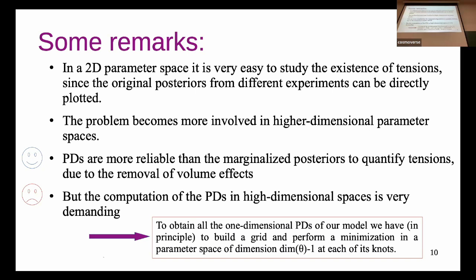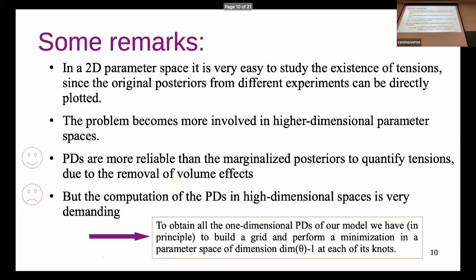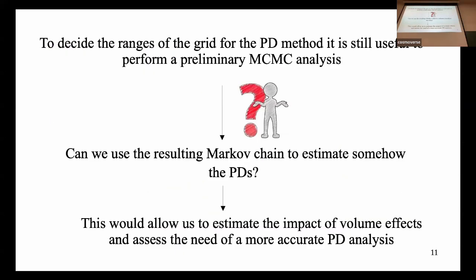Now, of course, it has some advantages, as I've mentioned, but the computation of the exact profile distributions in high-dimensional parameter spaces is very expensive. Why? Because we have to maximize the posterior for every value of the parameter. We have to bin our parameter space and then perform a maximization in each bin. And if we want to repeat this process for all the parameters of our theory, this is unfeasible. This is why I suggest the following.